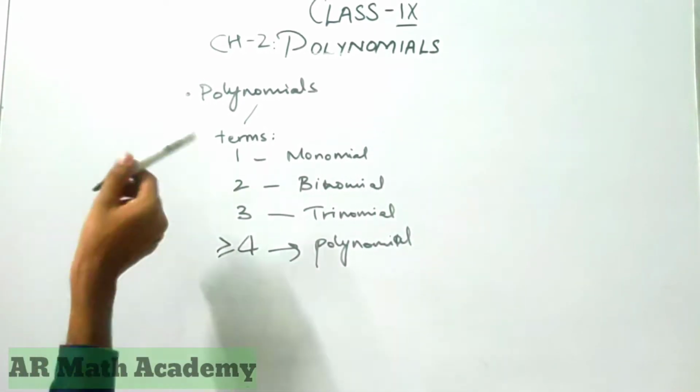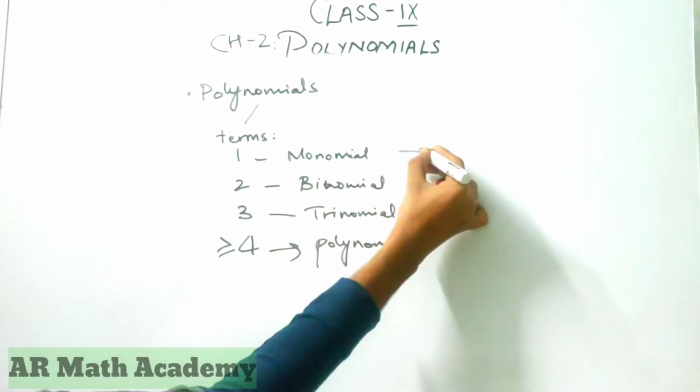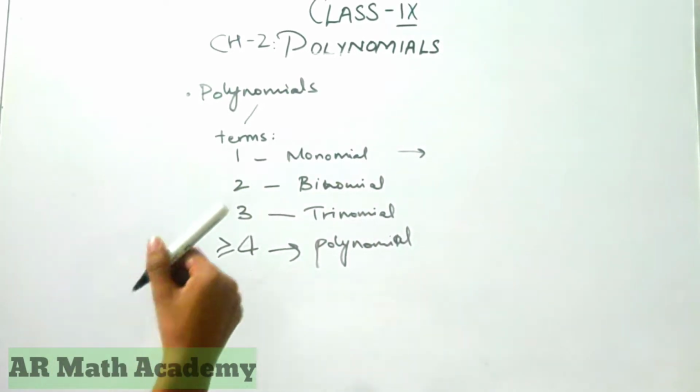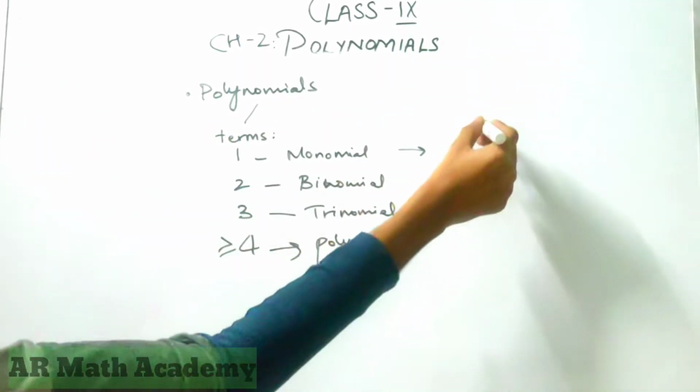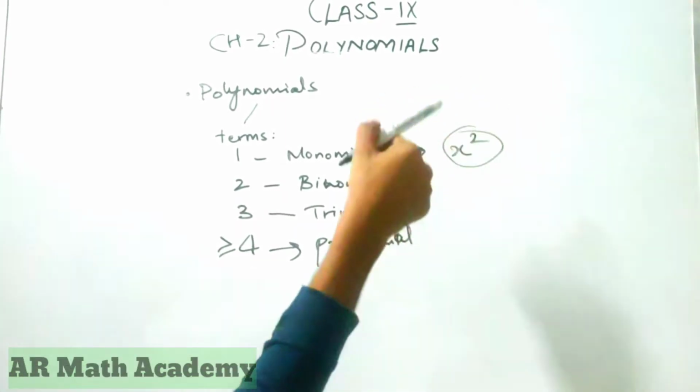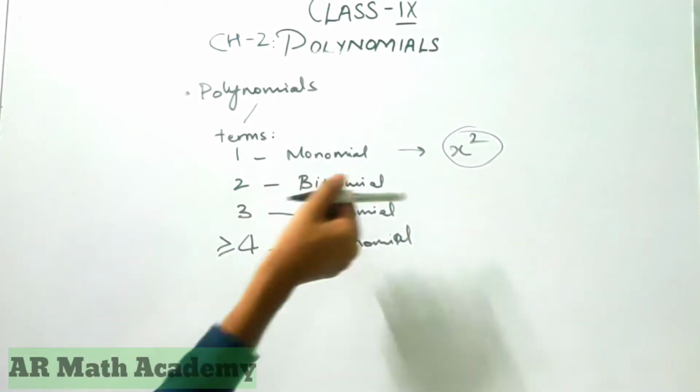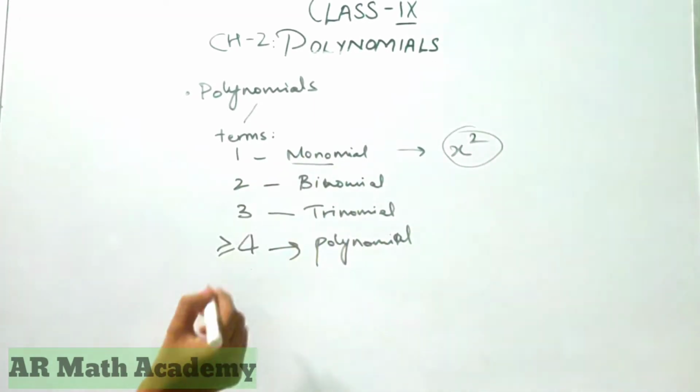So let me give an example for each of these cases. For the example of a monomial, we can take x or x square. Now x square has only one term, and it is a monomial because it has only one term.